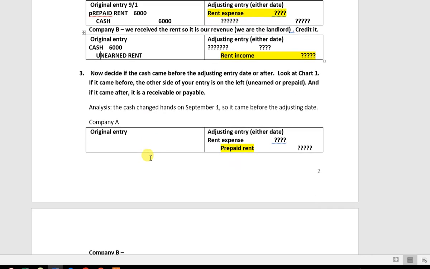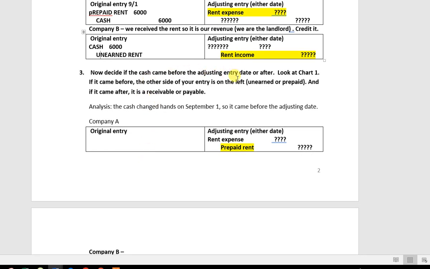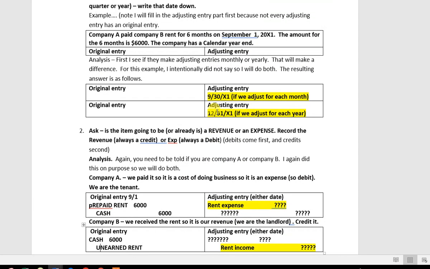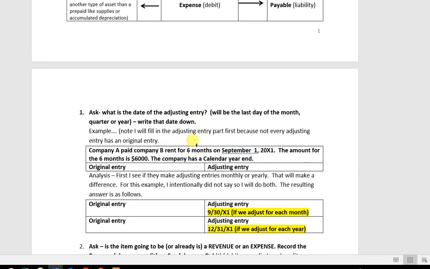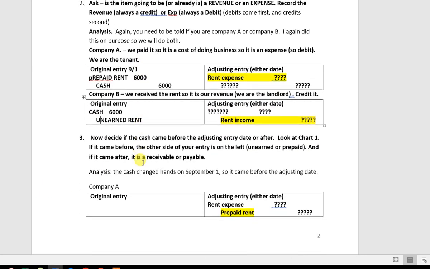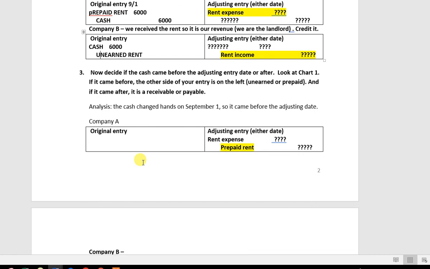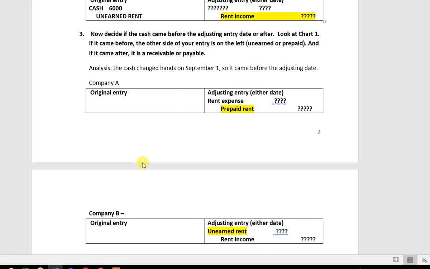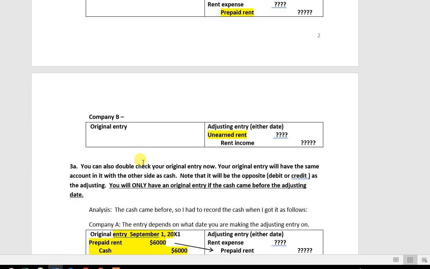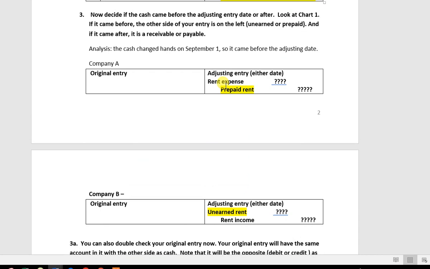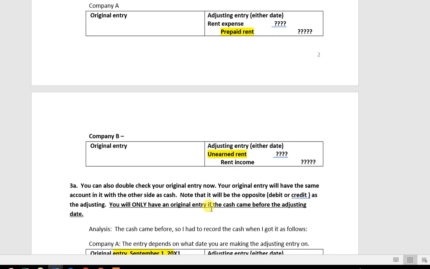Okay, so now I need to figure out if cash came before or after the adjusting entry date, and in this case it came before because I paid rent in advance. So notice that I can find it here, paid B rent on September 1st for 6 months rent. Most of the time you pay rent in advance because after all, if you paid it after the time you lived in it, some people wouldn't actually pay it. Okay, so I'm going to credit prepaid rent and unearned rent since it came before.